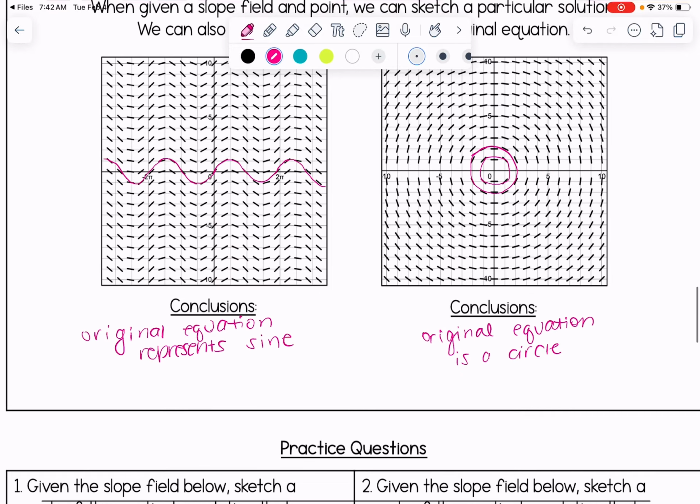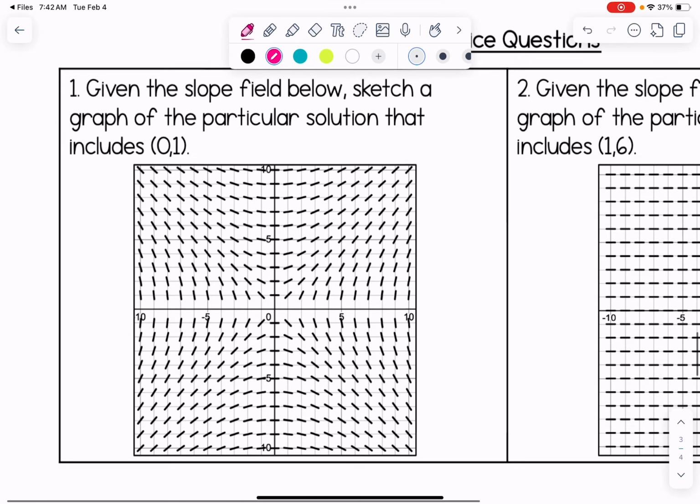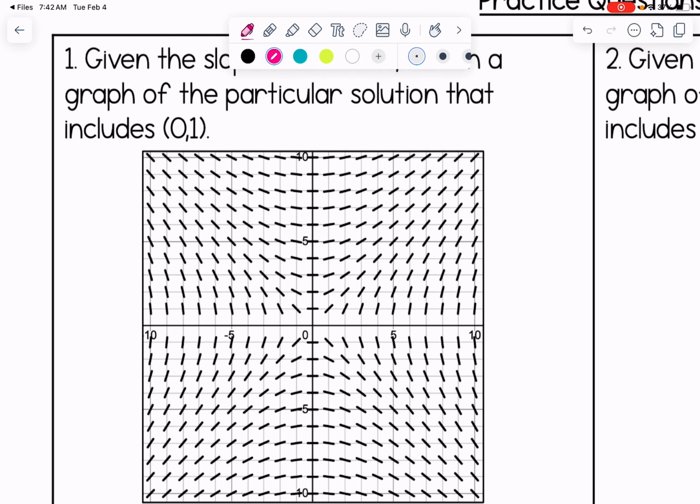All right, let's look at some other examples of interpreting slope fields. Number 1 says, given the slope field below, sketch a graph of the particular solution that includes 0, 1. So again, the slope field represents all of the solutions, the general solution to a differential equation. We want to sketch a particular one here. So it tells us we want to go through the point 0, 1. So I'm going to start by plotting a point at 0, 1. And then I'm going to see if I could connect some of the little slopes around it in order to form a sketch of the particular solution.